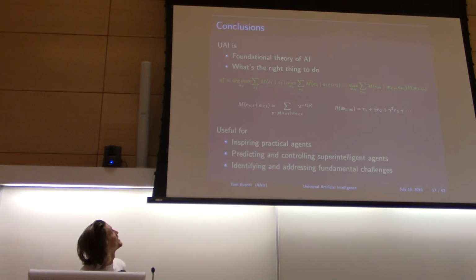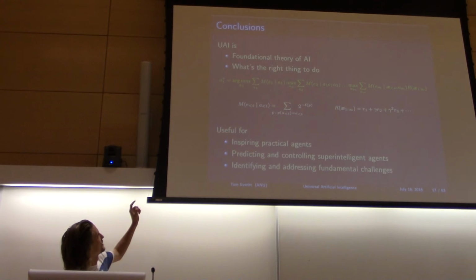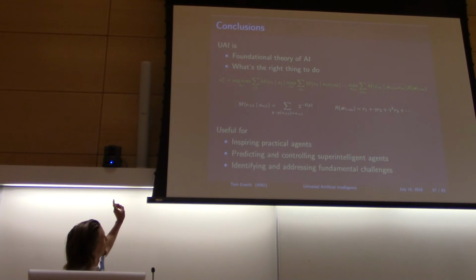Right. So, universal artificial intelligence, or AIXI, is a sort of foundational theory for AI. It answers the question, what is the right thing to do? And the answer is in the form of this one-line equation. It's useful for inspiring practical agents, also for predicting and controlling superintelligent agents. I'm very sad I didn't get to speak about that, but I'll speak more about that in my talks later in the conference. And it helps in identifying and addressing fundamental challenges like notions of optimality and exploration versus exploitation.